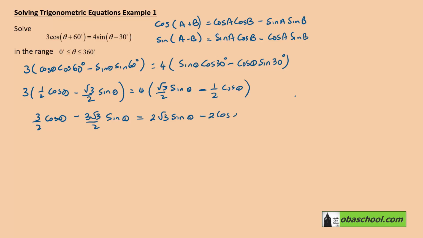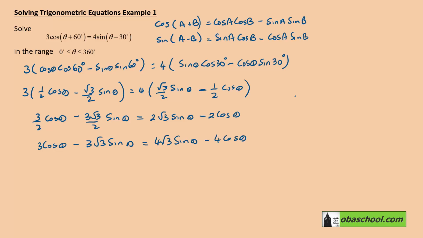2 cos theta, and I want to get rid of the fractions. I'm going to multiply right through by 2, so I've got 3 cos theta, take away 3 root 3 sine theta is equal to 4 root 3 sine theta, take away 4 cos theta.